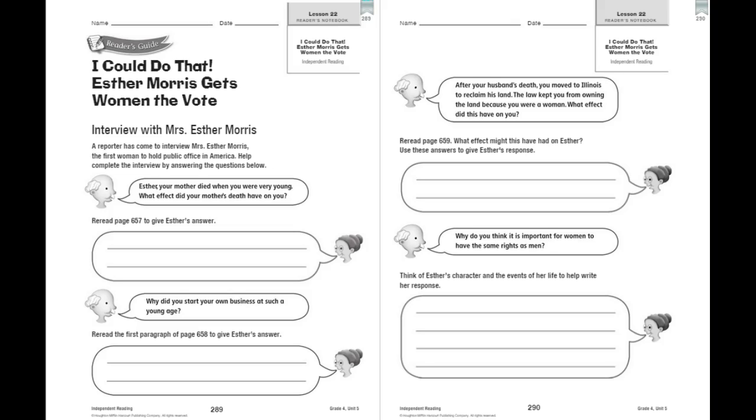So let's see, you're going to have an interview with Mrs. Esther Morris. A reporter has come to interview Mrs. Esther Morris, the first woman to hold public office in America. Help complete the interview by answering the questions below. All right, so there's a question by the interviewee, and then it tells you which page to read to give Esther's answer. You're going to go through these two pages.